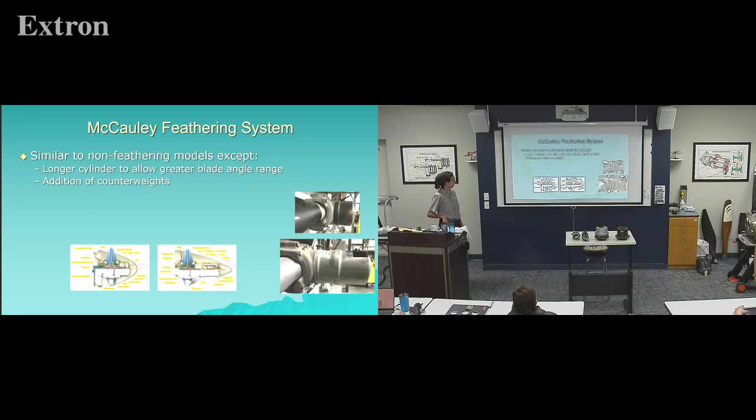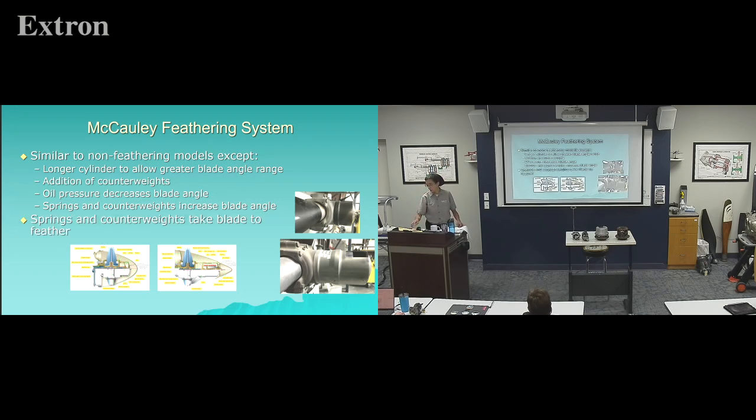So the guts are similar. We start off basically with similar things as an, and then a counterweight twist spring pressure to help to a high blade angle. And the whole way into feather.